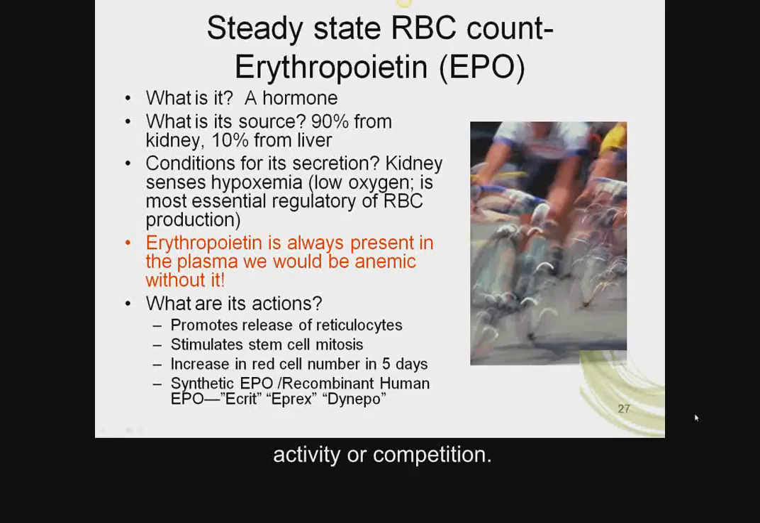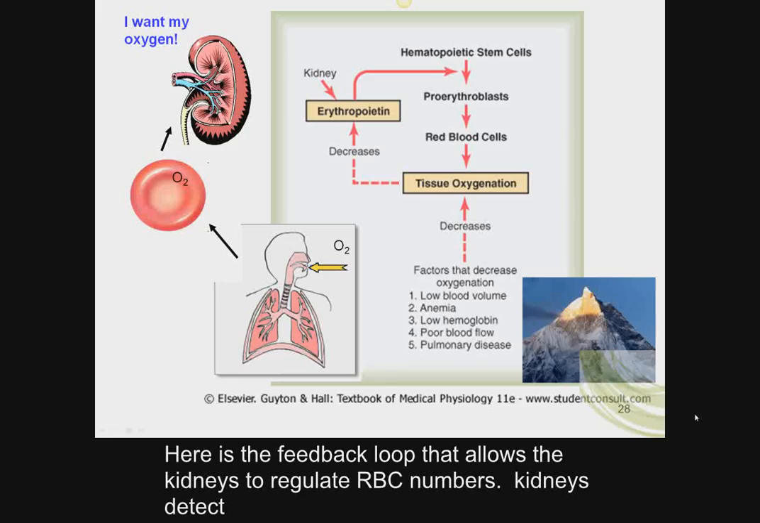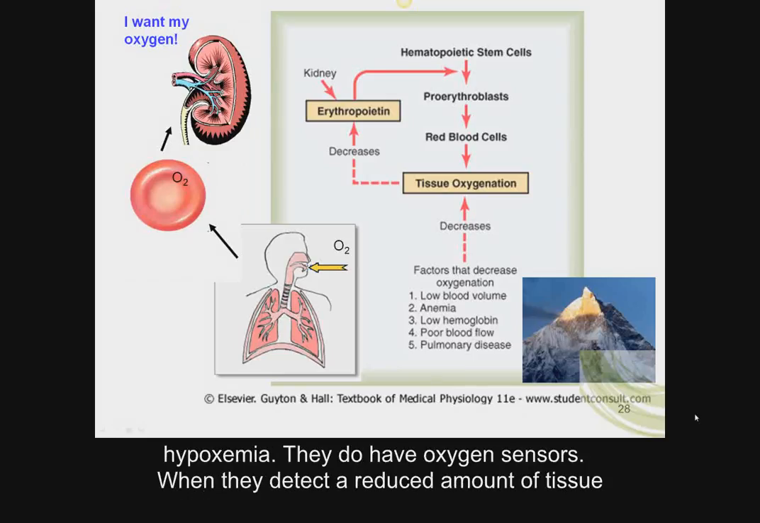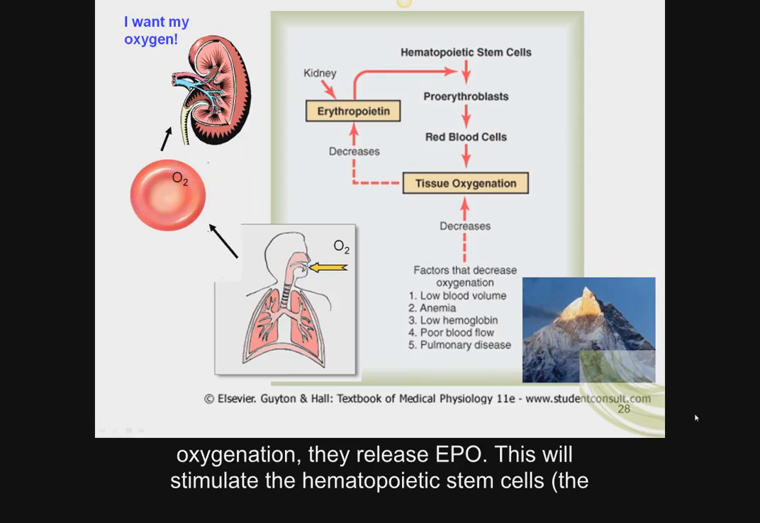Here is the feedback loop that allows the kidneys to regulate red blood cell numbers. Again, the kidneys detect hypoxemia. They have oxygen sensors. When they detect a reduced amount of tissue oxygenation, they release EPO.